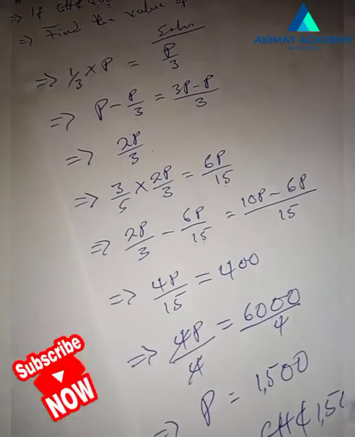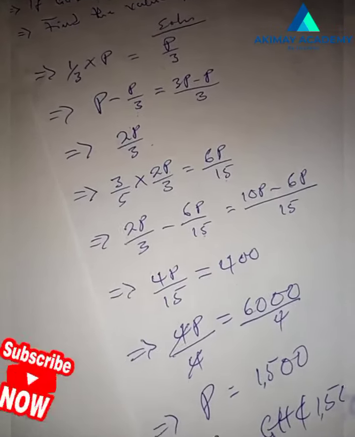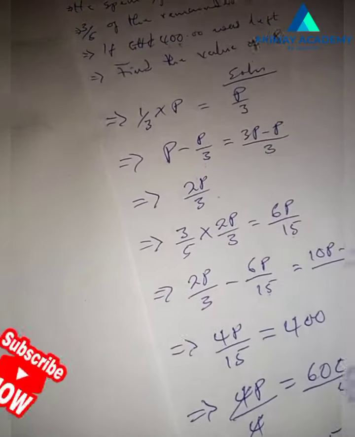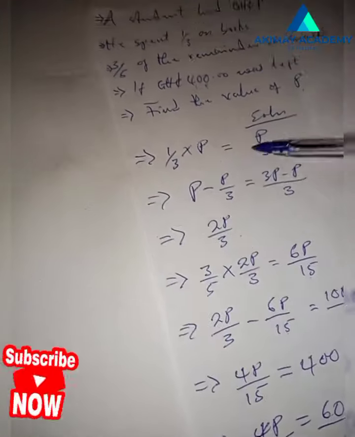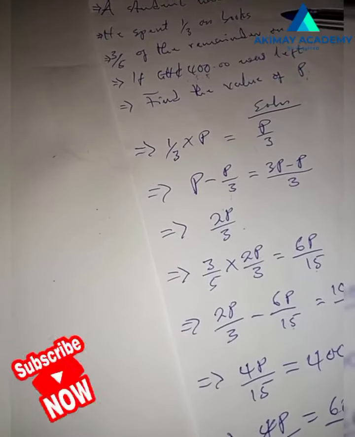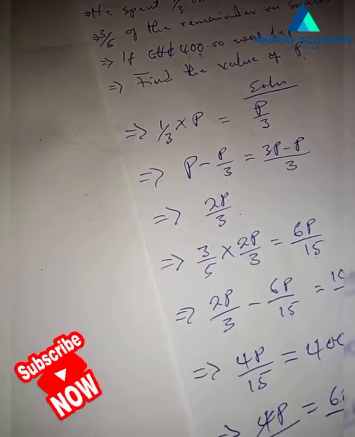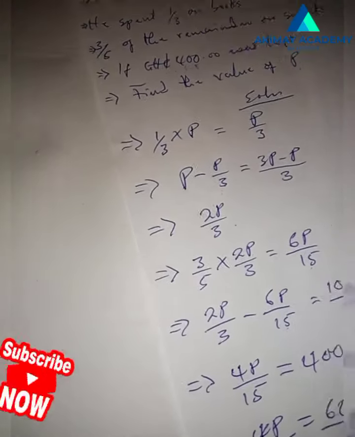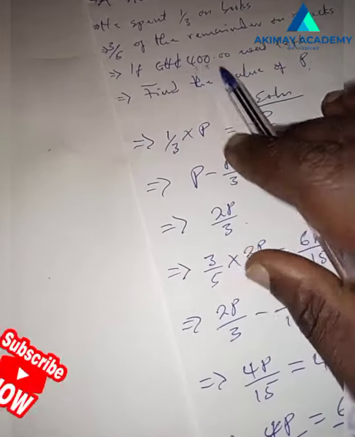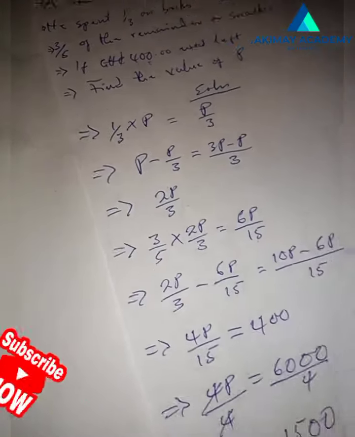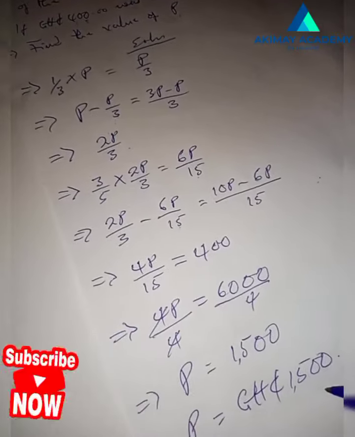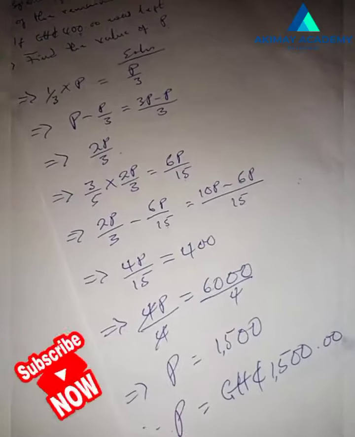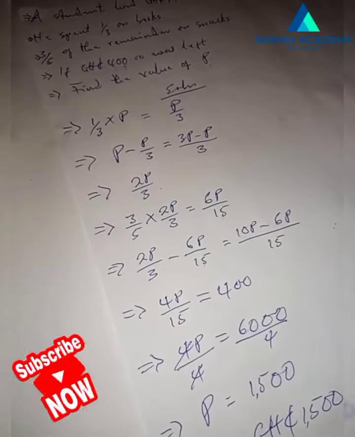This was the actual amount the student was having: 1,500 Ghana cedis. Then he spent 1/3 of it on books. Then he spent 3/5 of the remainder on snacks. Then the student was left with 400 cedis. So this is the amount the student was having. The student was having 1,500 Ghana cedis. I hope this one is clear.